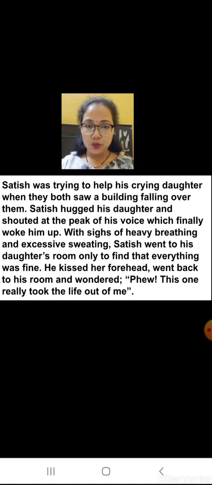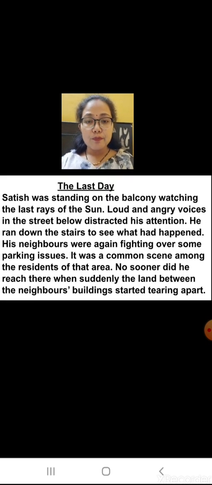Satish hugged his daughter and shouted at the peak of his voice, which finally woke him up. With sighs of heavy breathing and excessive sweating, Satish went to his daughter's room only to find that everything was fine. He kissed her forehead, went back to his room, and wondered, "Phew, this one really took the life out of me." So this was the story that is created out of the clue that was given in the question.